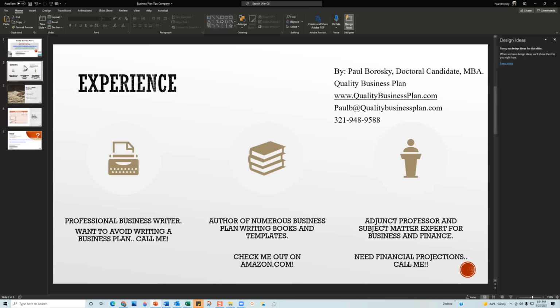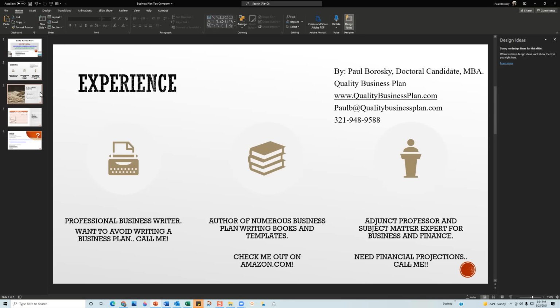And then finally, I am an adjunct professor and subject matter expert for business and finance. So I do have some academic credentials backing me up on my thoughts and ideas. And if you need some help with just your financial projections, I am an expert with finance and financial modeling. Be delighted to help create your financial model and to assist with your pro forma financial statements and so on.